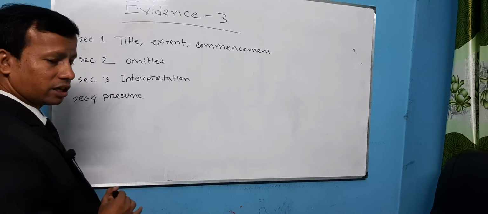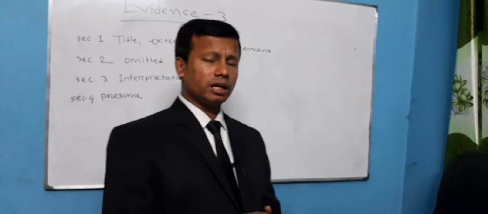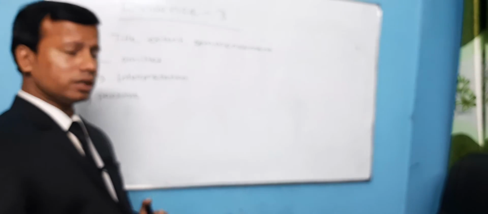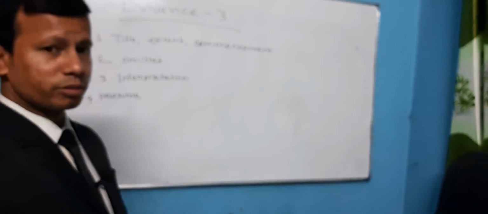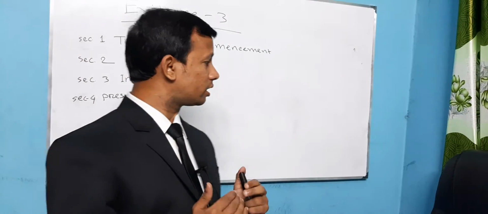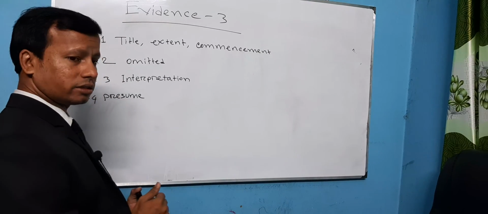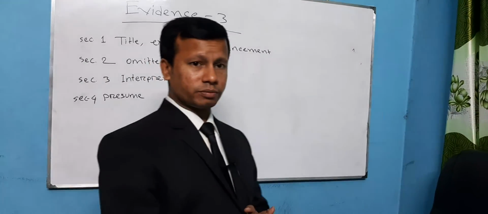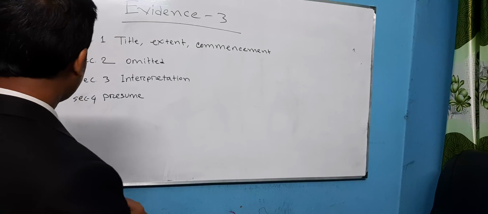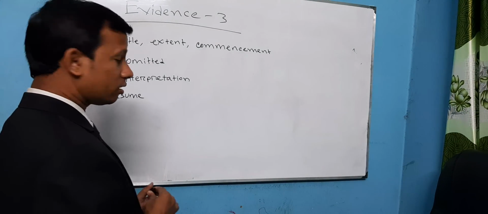Suppose shall presume. Power of attorney, section 85, shall presume. Here you see that it is written shall presume. For a power of attorney, the court shall presume, that is, the court will regard it as proof until or unless the party disproves it, and the court will not call for proving this.